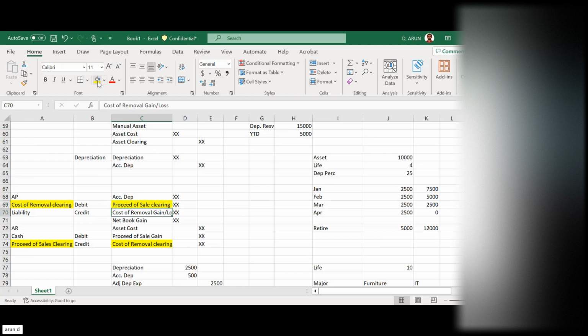So I'll not even have these items in the list. I'll have accumulated depreciation, net book value, asset cost. These are the items that I will have in my accounting entry. So this is about the asset addition, the asset adjustment and the retirement, all these processes in the asset module.